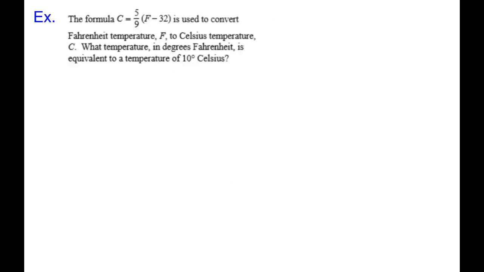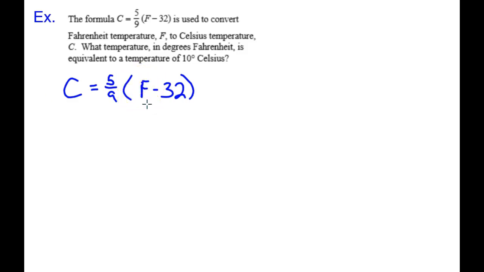Now to the last example. The formula C equals 5/9 times the quantity F minus 32 is used to convert Fahrenheit temperatures F to Celsius temperature C. What temperature in degrees Fahrenheit is equivalent to a temperature of 10 degrees Celsius? There are a couple different ways we can solve this problem. We can substitute 10 degrees in for Celsius right away, because we're looking for the Fahrenheit temperature when the temperature is 10 degrees Celsius. Or we can isolate F by itself first.